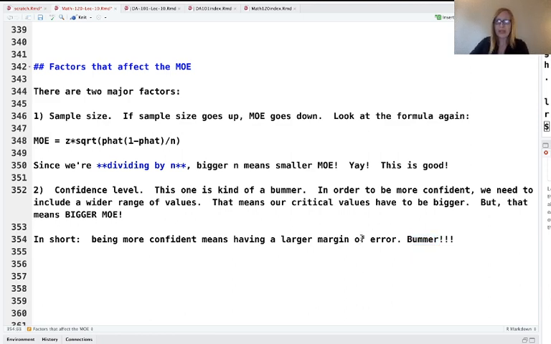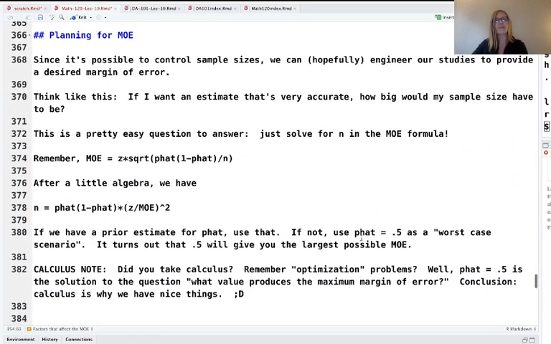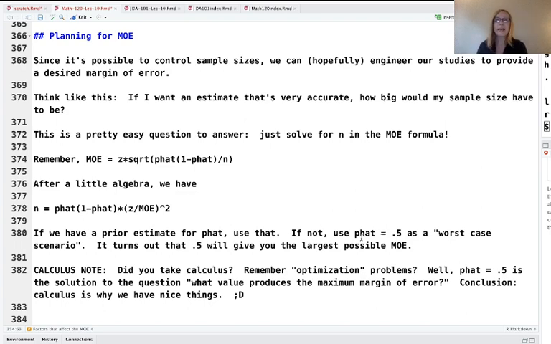But we can do a little bit of planning. Let me show you some examples. We can do some planning for margin of error. Here's another big block of text. Feel free to pause to take a look at what's going on here. Since sample size affects margin of error, maybe we could design our study or our survey or whatever that we're doing to have a big enough sample size to ensure that our margin of error isn't too big.